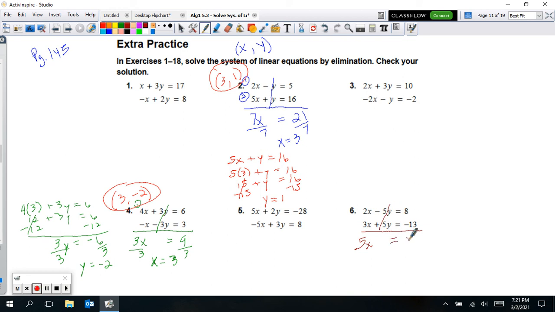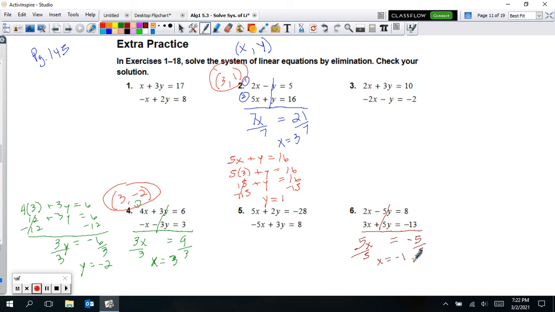Now you might be thinking, this is great, this method is easy, why don't we just do this all the time? Well, it's not always as easy. Right now, these are all set up to where it's already ready to just eliminate. In the ones to come, it's not going to be as easy. So we take 8 away from 13 here, that's going to be negative 5. Divide by 5, and we're going to see x on this one again is equal to negative 1.